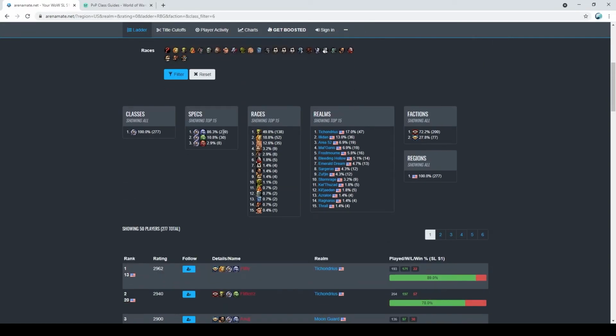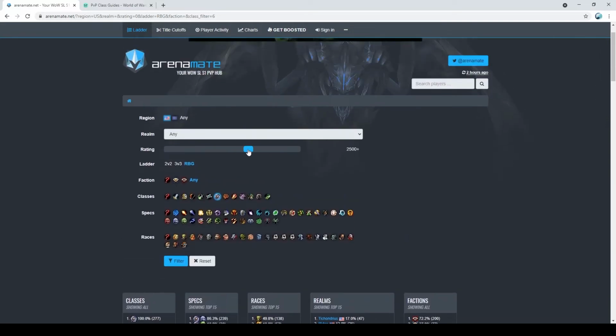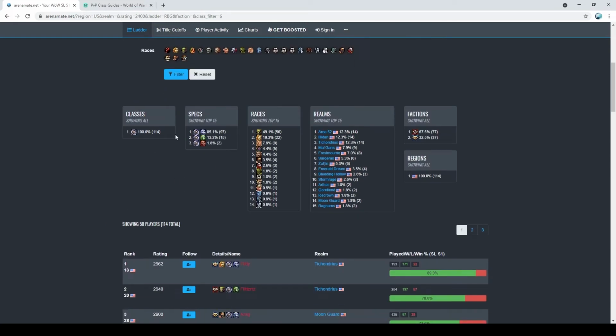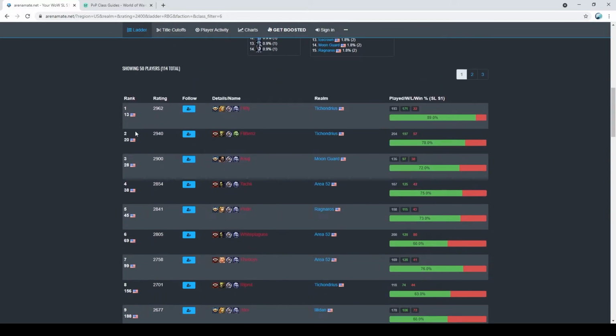Okay, I can see the stats of how many DKs there are. I can even say how many DKs are above 2,400. So I go, okay, there's 114 DKs above 2,400. The majority of them are Frost, 85%. So Frost is probably the strongest spec right now for RBGs for playing DK. So I want to find out more about my DK class. So I go, okay, I'm going to play Frost.